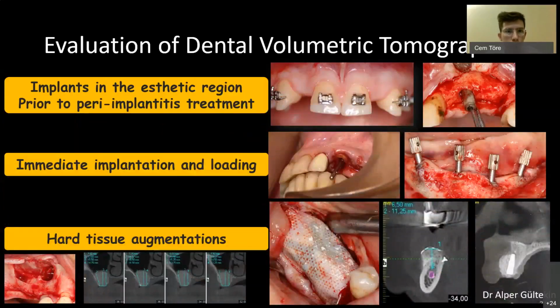We will, of course, initially start with planning, evaluation of dental volumetric tomographies. So when do we need dental volumetric tomographies? When do we need 3D radiographs? Well, primarily implants in the aesthetic region, prior to attempting treatment of peri-implantitis cases, when we need to do immediate implantations and loading, and also in hard tissue augmentations to see what we have and see what we need and what we need to do to get there.